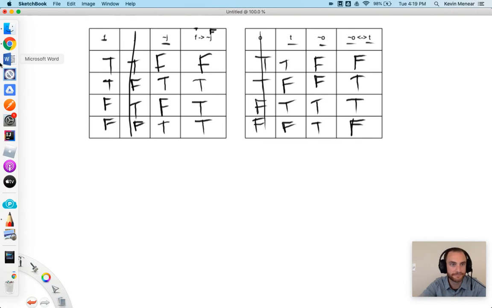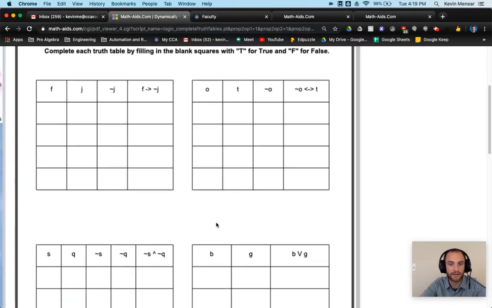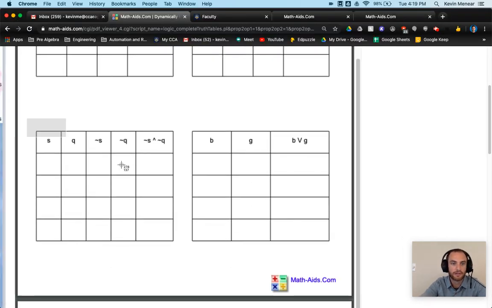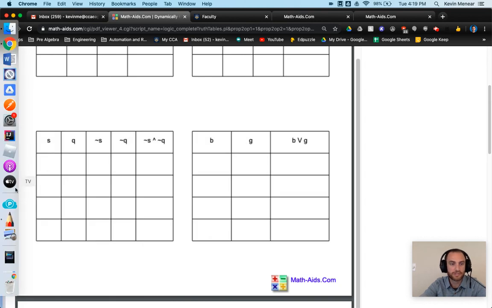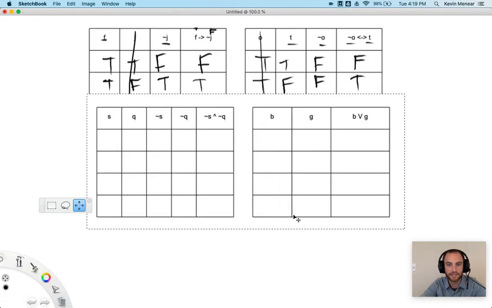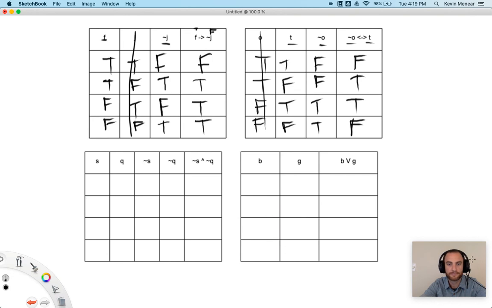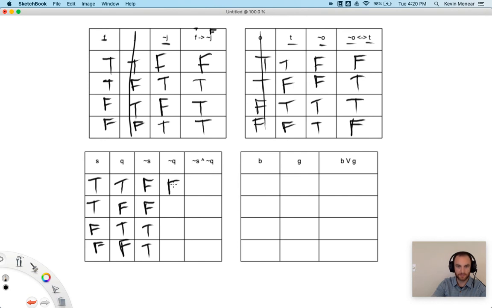Dude, love it. Okay, now moving on. Next one. Those were the hard ones. Let's go to the easy ones, shall we? I think so. Guess what? I do my first two columns the exact same. True, true, false, false, true, false, true, false. Awesome. Not S is the opposite of S, so I'm comparing it with this column. That's false, that's true. Not Q is the opposite of Q, so it's false, true, false, true.